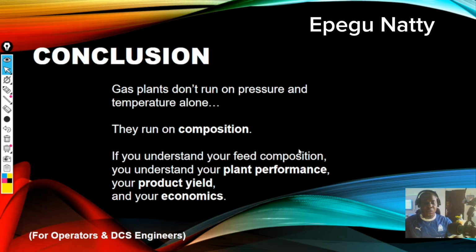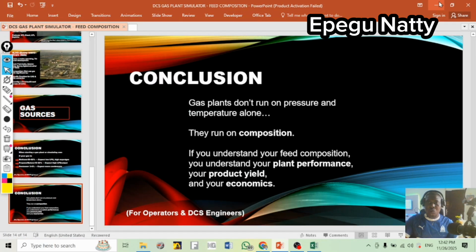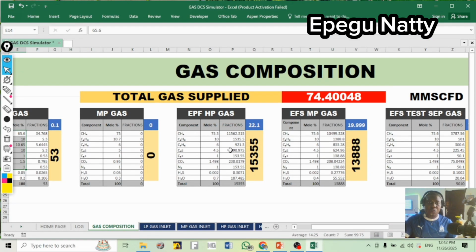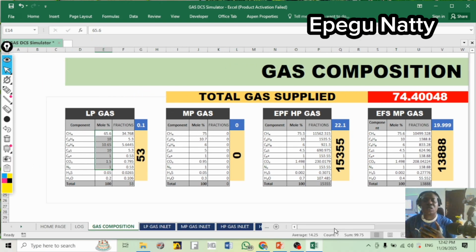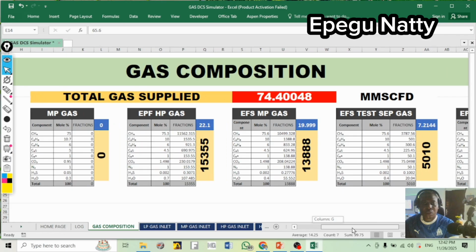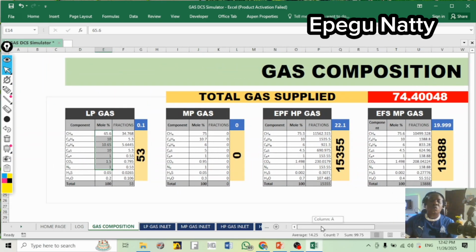So let's go back to our DCS simulator, right? So this is our DCS simulator. Like I said, this is made with Excel. Now, as you can see, talking about the gas sources, right? So we have about 1, 2, 3, 4, 5, 6. So we have about 5 sources of gas coming to our plants.